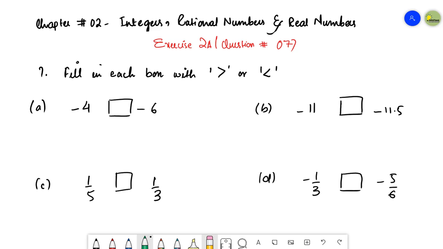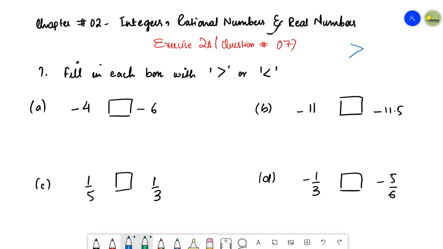We have already done this kind of question in the same exercise 2A, question number 3. We have compared the two numbers and we have written these two symbols, greater than and less than, whenever it was required, right? So we have to do the same thing in this question. We have to compare the two numbers and after comparing, we need to write the symbols.